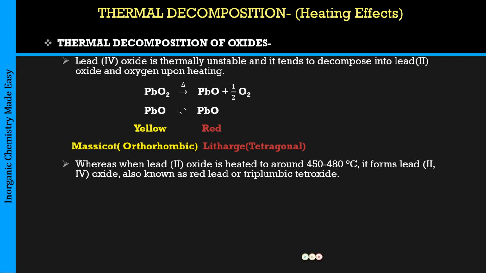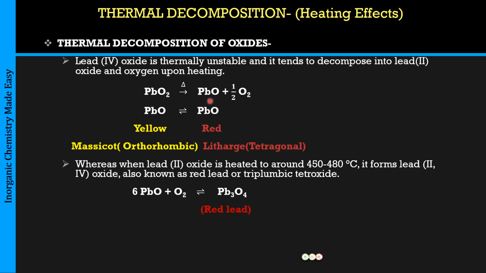Now the next we have is PbO. So what happens when we heat PbO? When we heat PbO to around a temperature of 450 to 480 degrees, it forms lead 2,4 oxide, which is called red lead or triplumbic tetraoxide. So PbO, when heated to 450 to 480 degrees Celsius in the presence of oxygen, PbO plus O2 forms Pb3O4, which we call red lead.